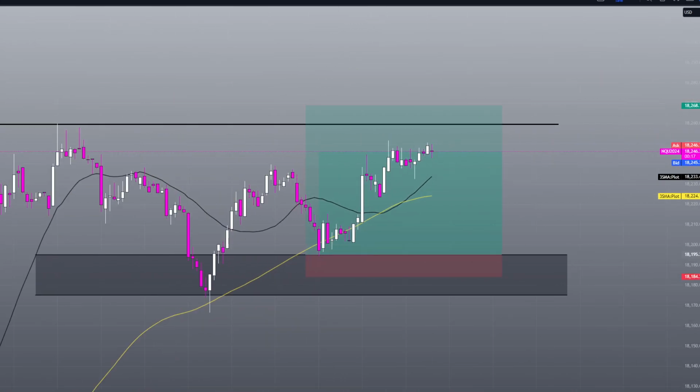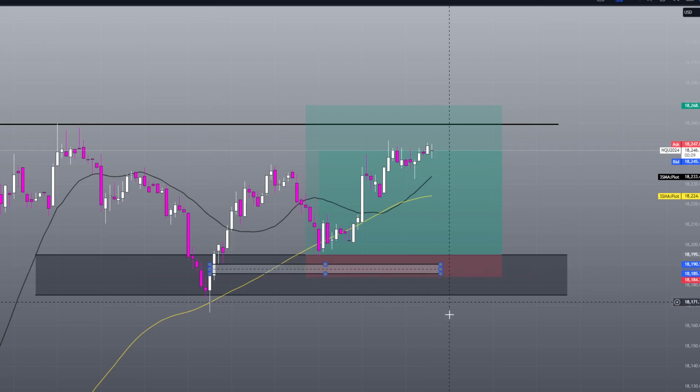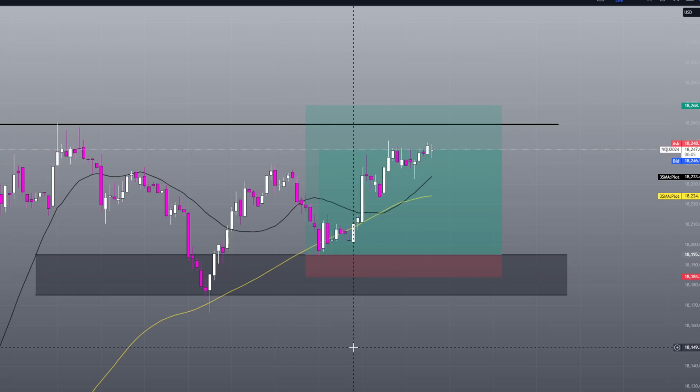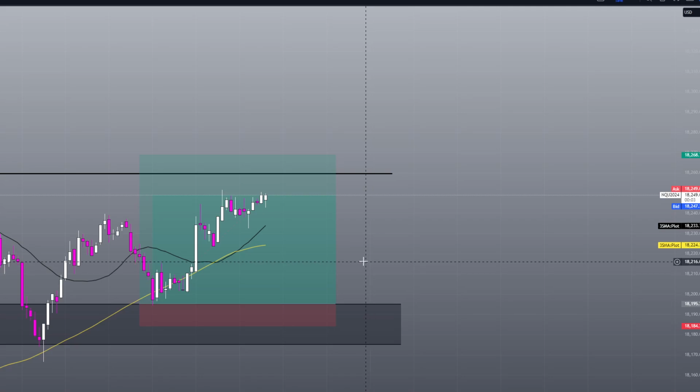And this is also a good zone. If you look farther into it, you have things like a fair value gap. So other confluences that kind of reinforce it being a solid level.